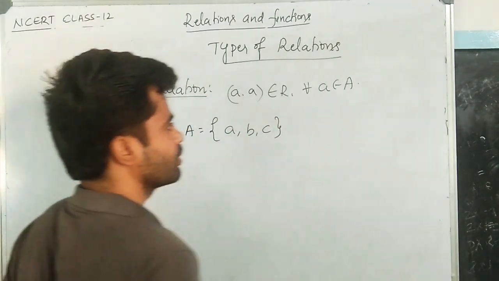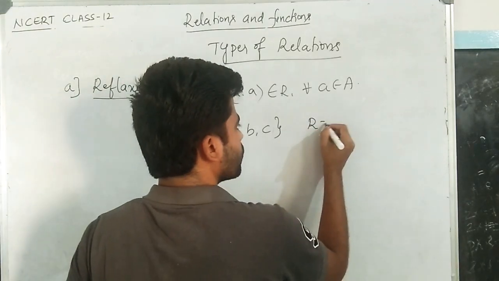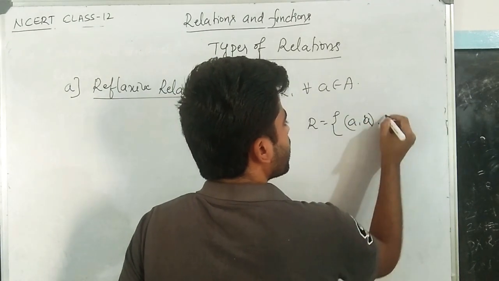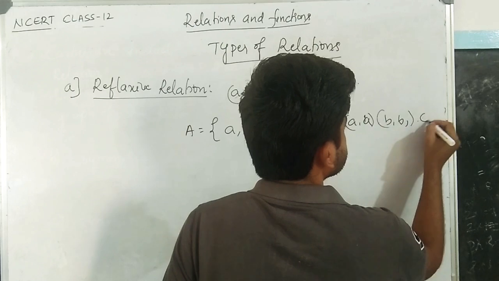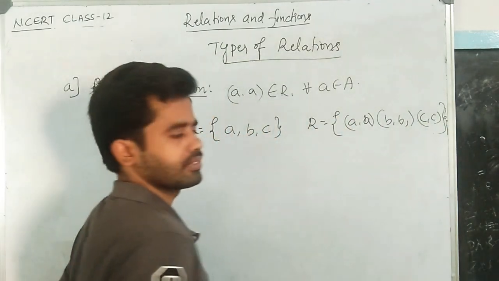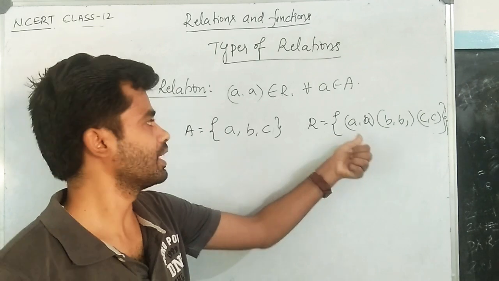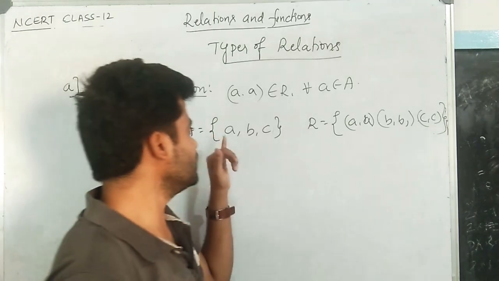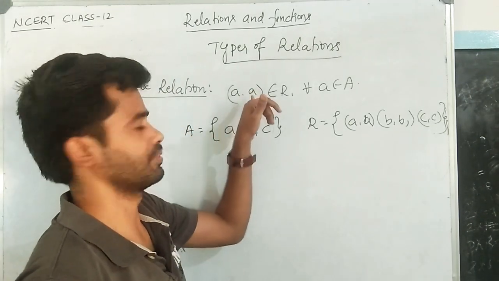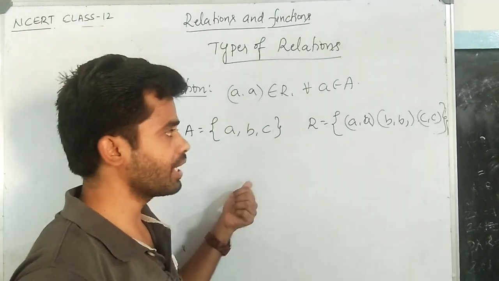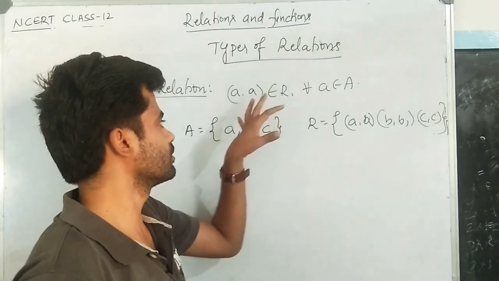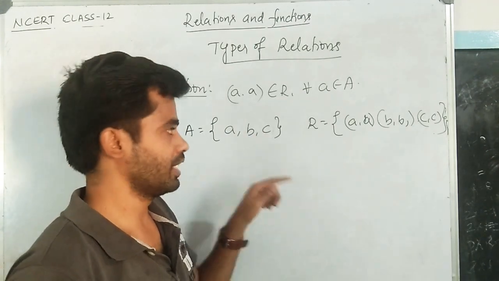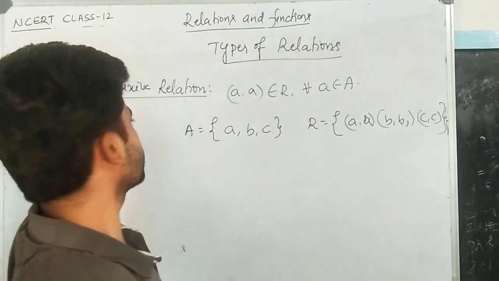A is {a, b, c}. These are the three elements. The relation I defined must have (a, a), (b, b), and (c, c). If these three ordered pairs are in the relation, then that relation is called a reflexive relation. That is, each element should satisfy the relation itself. (a, a) must satisfy the relation, b satisfies the relation itself, c satisfies the relation itself. Then only that relation is called reflexive.